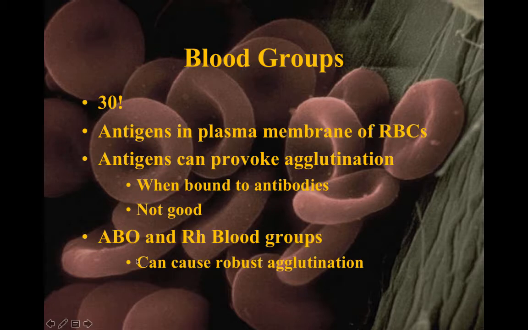The blood groups that we see are ABO and RH. If we have a mismatch on these groups, it can cause robust agglutination.